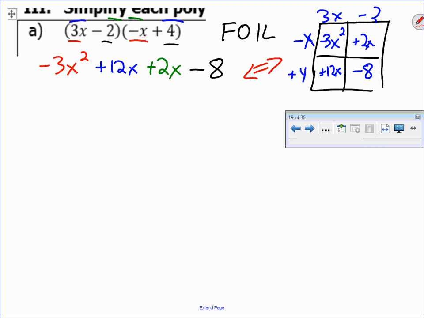So which method should you use? The method that works best for you. If you do the square, then you write it out like this, and then the only thing we have left to do is combining like terms. And generally the middle two terms will be the like terms. And so we'll have negative 3x squared plus 14x minus 8.